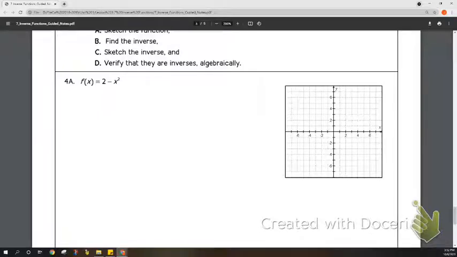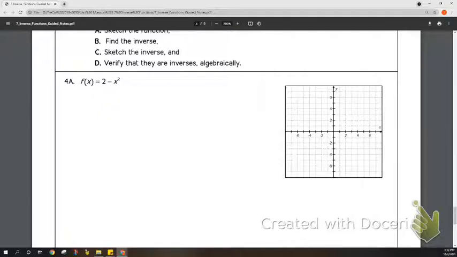Alright, so we made it to example 4. And so here it says for each of the following functions, we're going to sketch the function, find the inverse, sketch the inverse, and verify that they're inverses algebraically. And I'm going to go through it kind of quick because remember this is a recording, so you can pause it and you can back up and re-listen to it if you need to.